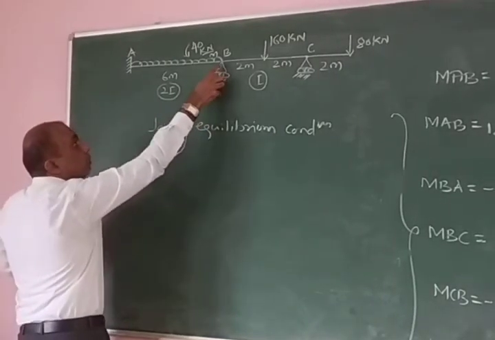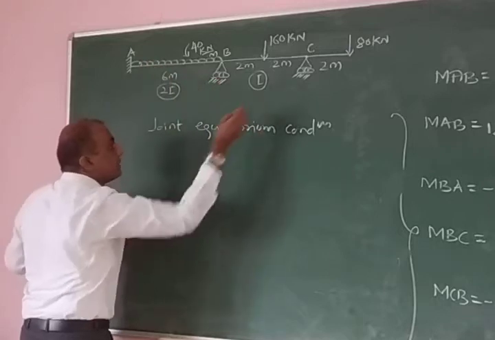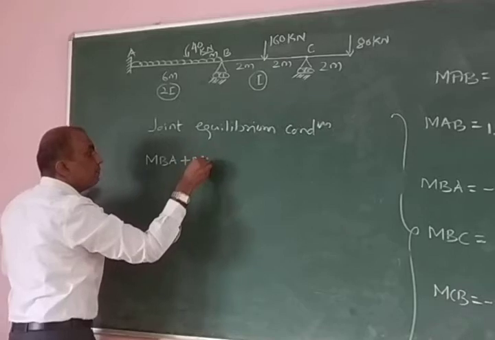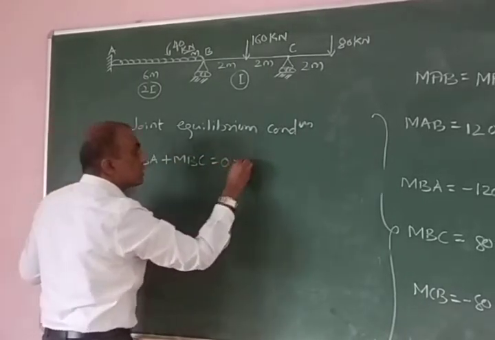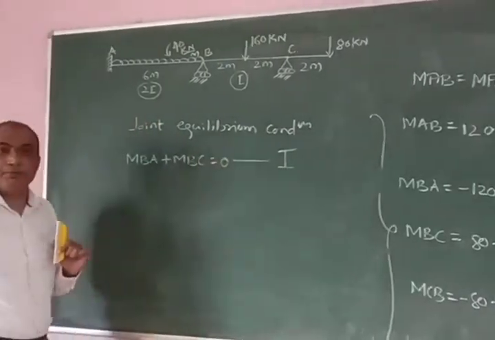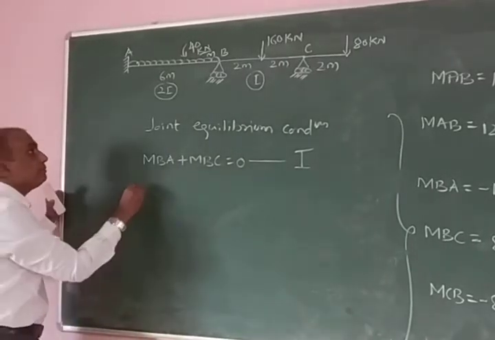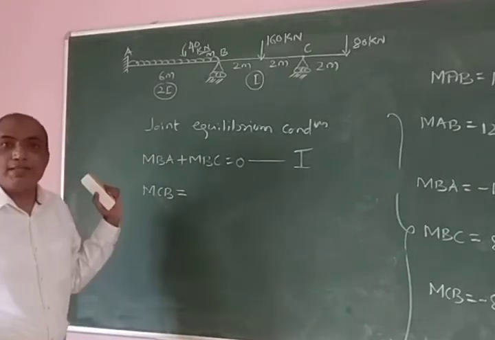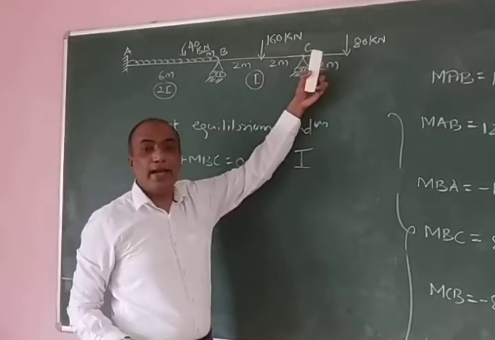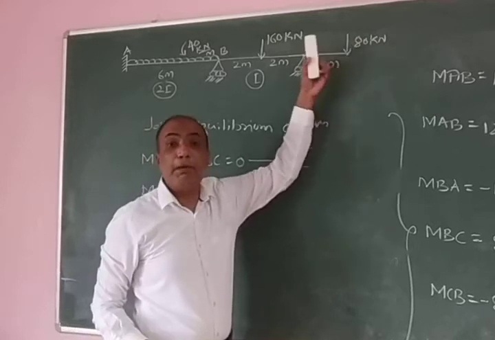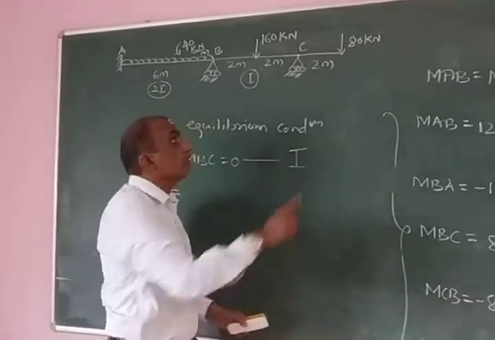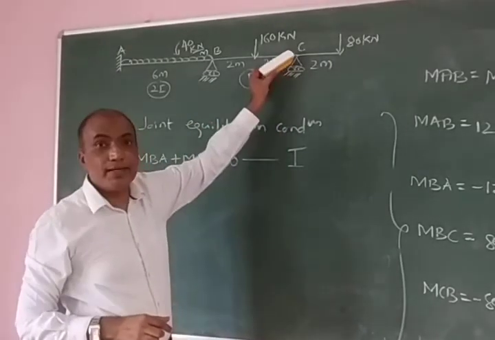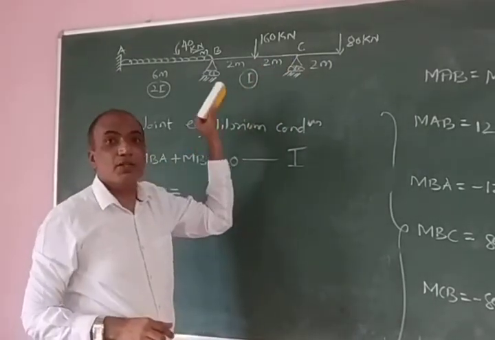We know already the moment at B, that is MBA plus MBC equal to 0. So the first equation is MBA plus MBC equal to 0. This is my first condition, Roman 1. The second condition, MCB. In the previous case MCB was 0 because it was a roller without overhanging. But now there is an overhanging portion. Because of the overhanging portion and the load acting on it, there will be a moment at C. So MCB is not 0.